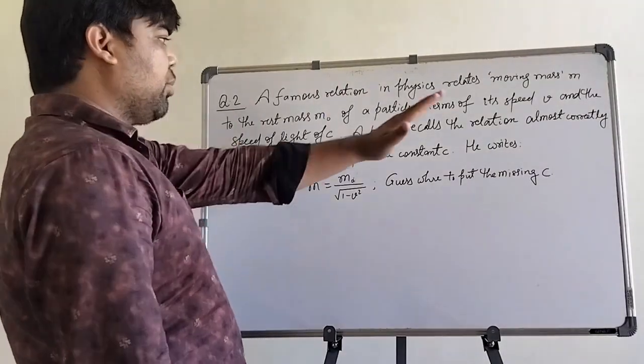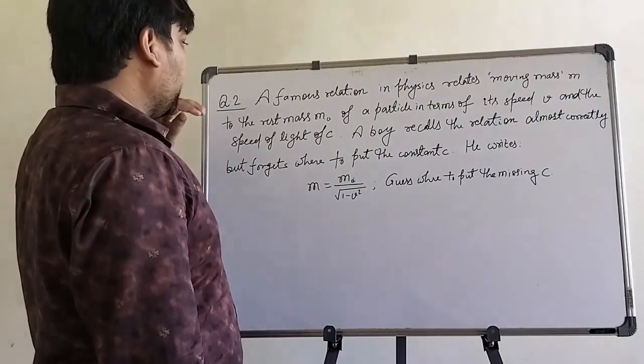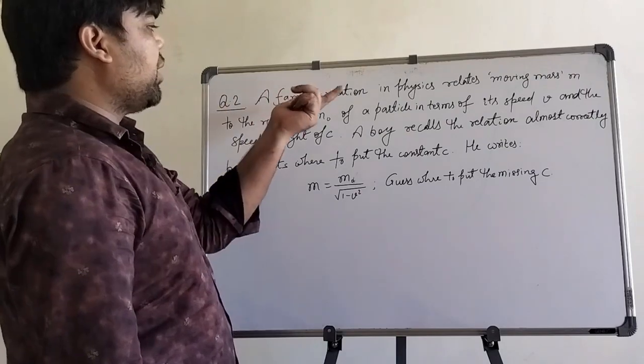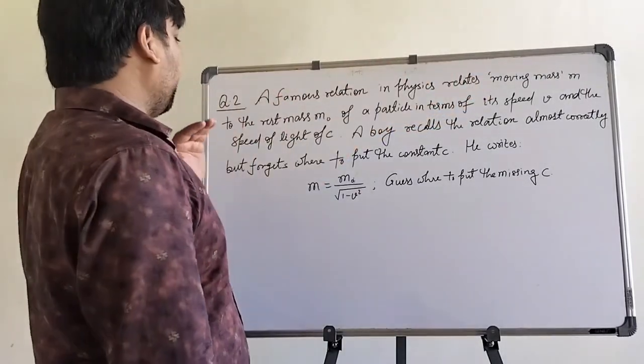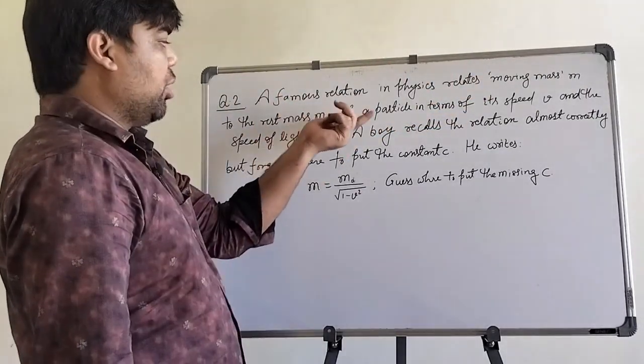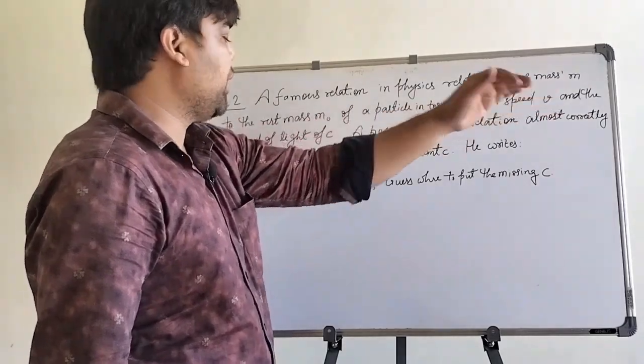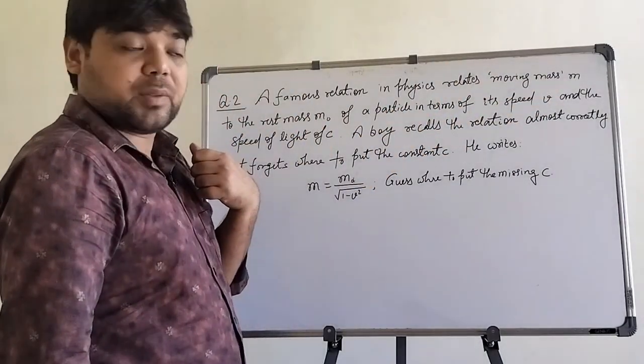चलिए हम बात करते हैं इस प्रॉब्लम पे. So what does the problem say? A famous relation in physics relates moving mass m to the rest mass m naught of a particle in terms of its speed v and the speed of light c, right?